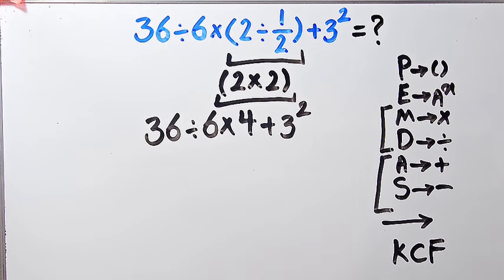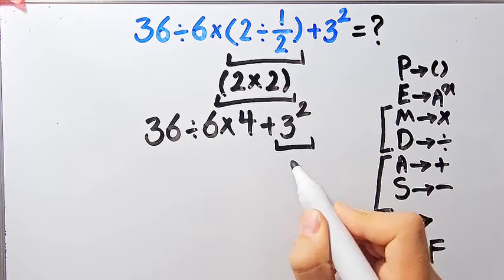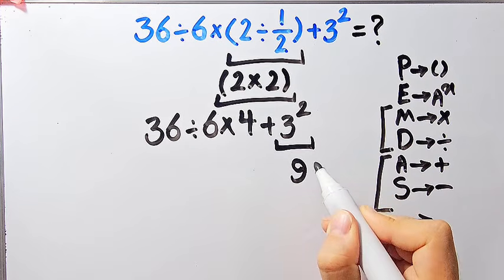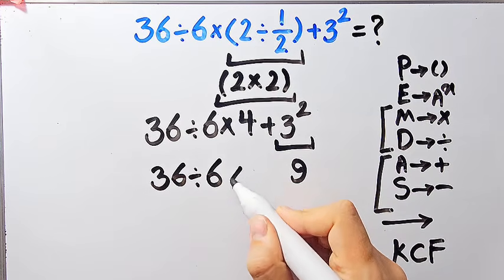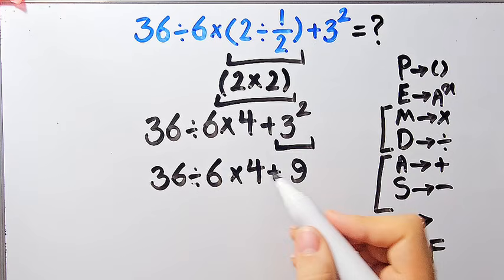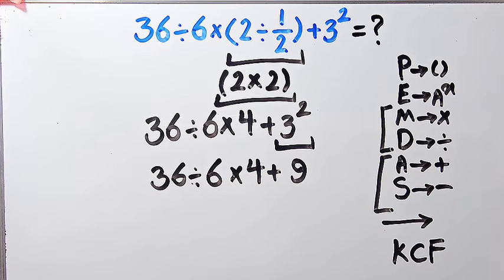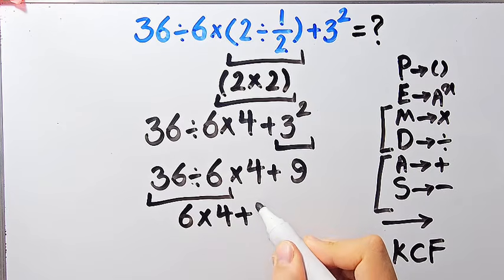According to the PEMDAS rule, in this step, we simplify this exponent. 3 to the power of 2 equals 9. Now the question is 36 divided by 6 times 4, then plus 9. We have division, multiplication, and addition. In this step, according to the PEMDAS rule, first we simplify this division. 36 divided by 6 equals 6. Now we have 6 times 4, then plus 9.